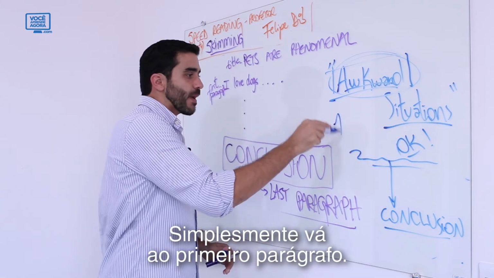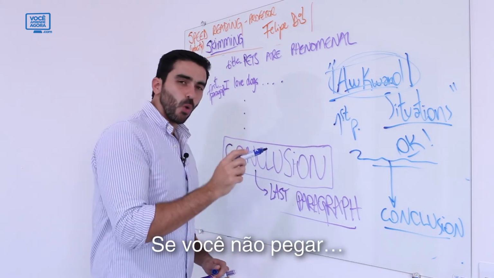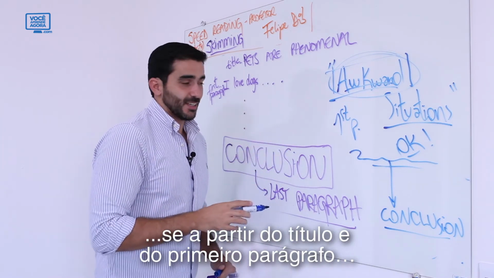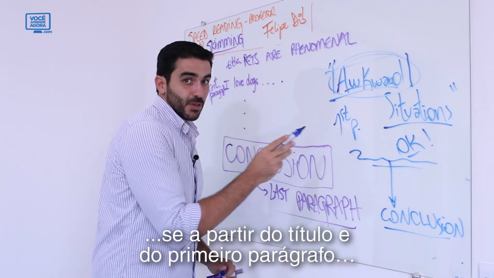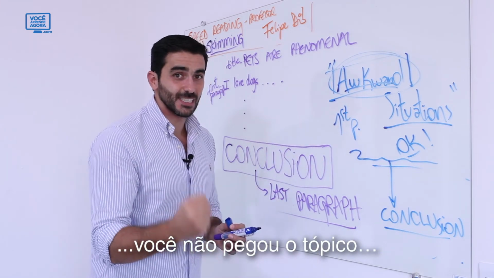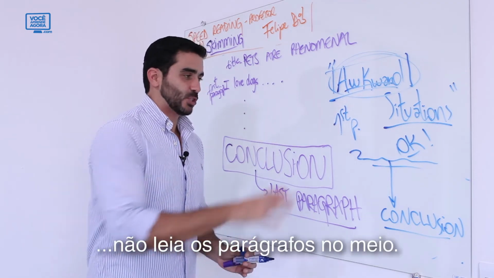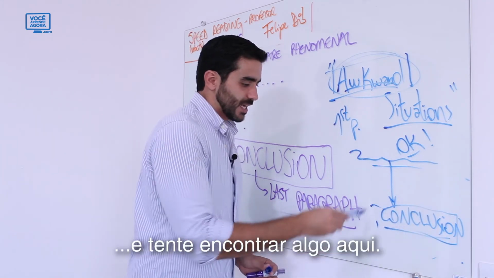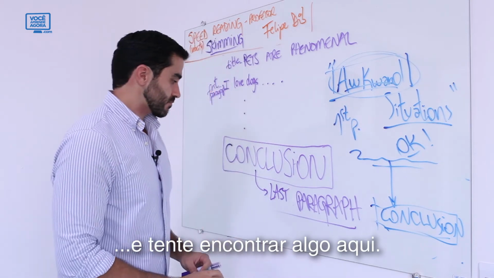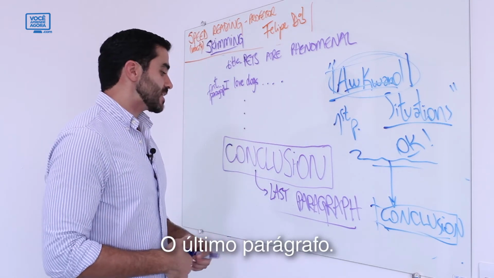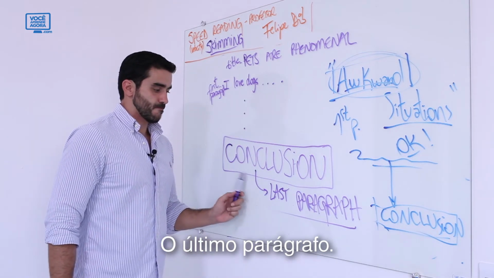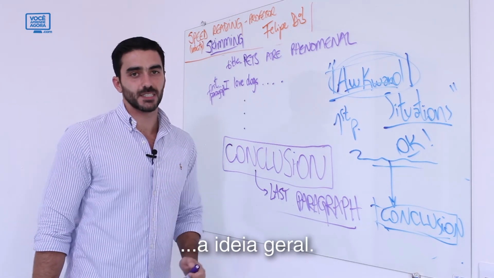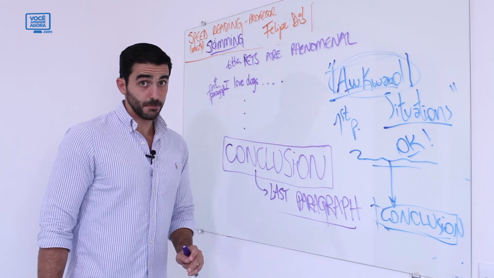Just go to the first paragraph. If from the title and from the first paragraph you haven't gotten the topic, you haven't understood, don't read the paragraphs in the middle. Go straight ahead to the conclusion and try to find something here. Conclusion, the last paragraph. This is another place where you can find the general ideas. Okay?